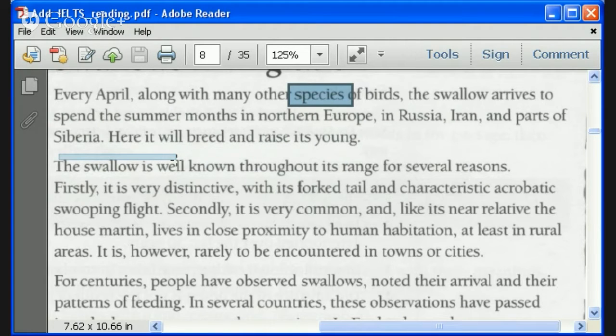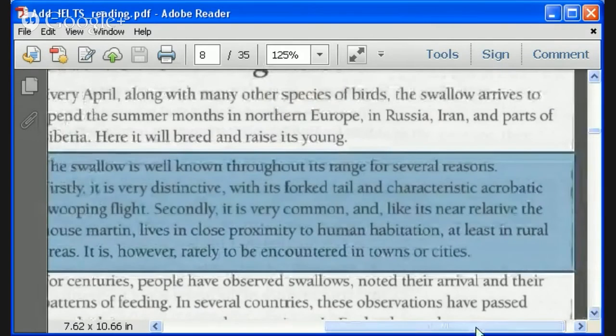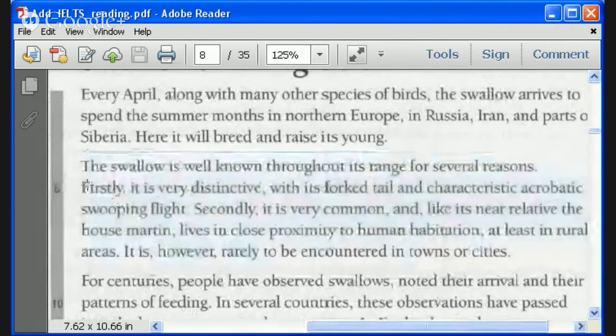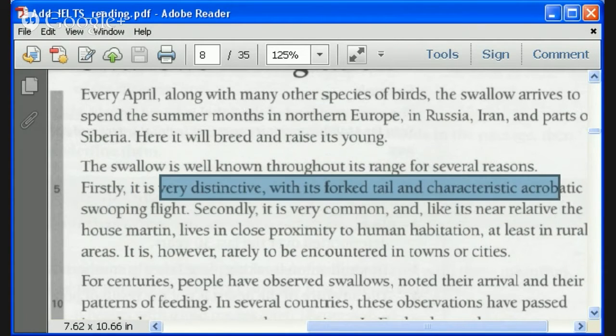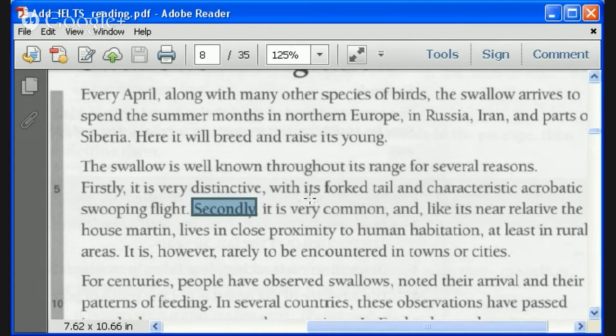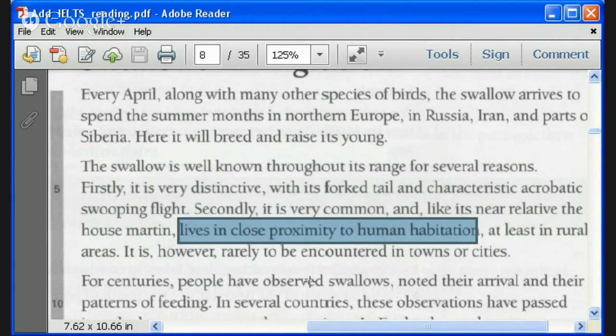Instead of reading through, we're going to scan. So, first of all, when I'm scanning this first paragraph, you can easily pinpoint transitional markers with a comma, like firstly, secondly. They're easy to see. So, firstly, it's distinctive, forked tail, swooping flight. Secondly, it is common, and it lives close to human habitation. So that's what I would pick out from this first paragraph.